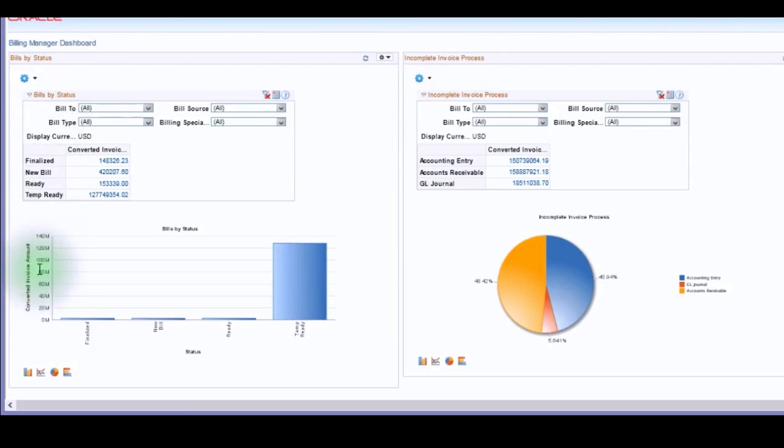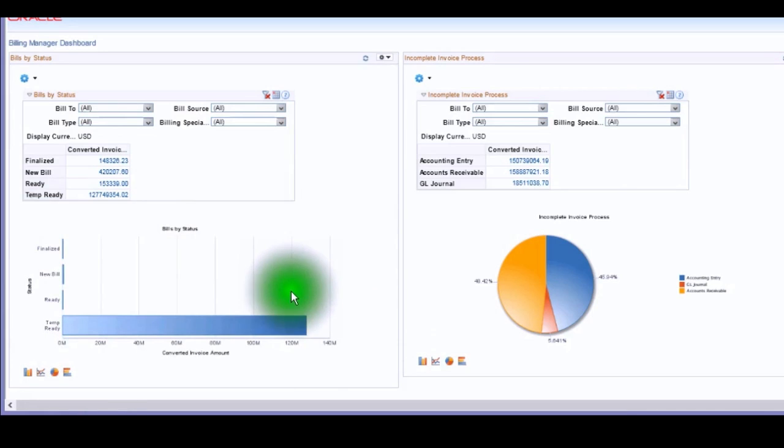If we take a look at this at a glance, this chart, if we know nothing about billing, makes it very easy for us to see that the vast majority of our bills are in the temp ready status, to the tune of over $120 million. Okay, this chart is a vertical bar chart. We can look at this horizontally, same information with a horizontal orientation. Well, any way you look at it, it looks like we need to start billing our customers fast.